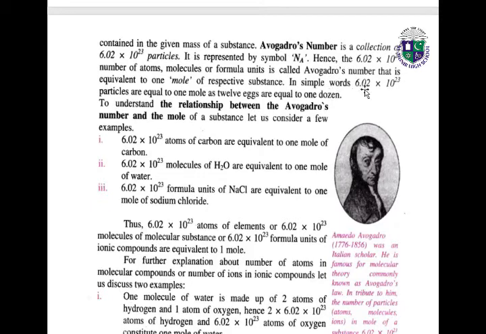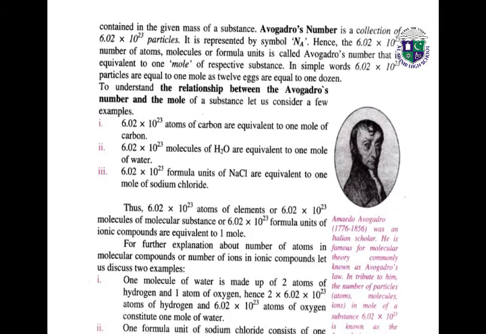In simple words, 6.02 × 10^23 particles are equal to 1 mole, as 12 eggs are equal to 1 dozen. So to understand the relationship between Avogadro's number and a mole of a substance, let us consider a few examples. Number 1, 6.02 × 10^23 atoms of carbon are equivalent to 1 mole of carbon, and this many molecules of H2O are equivalent to 1 mole of water, and 6.02 × 10^23 formula units of NaCl are equivalent to 1 mole of sodium chloride.